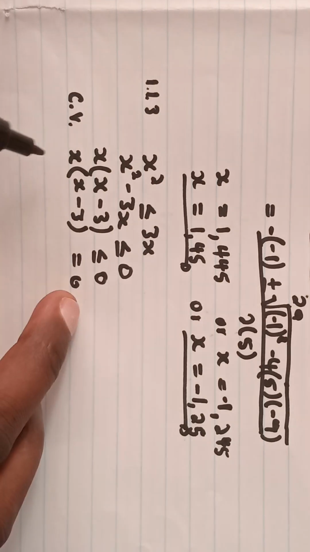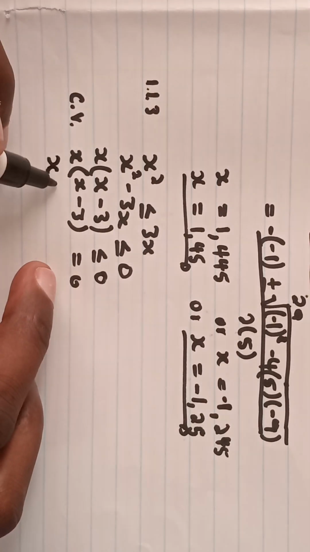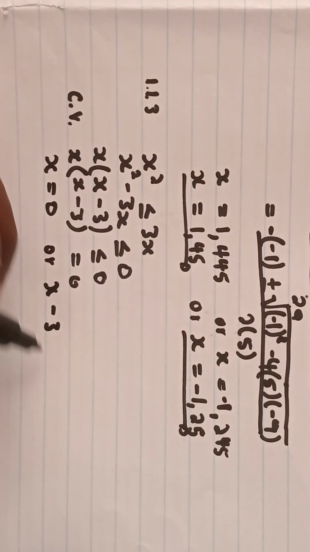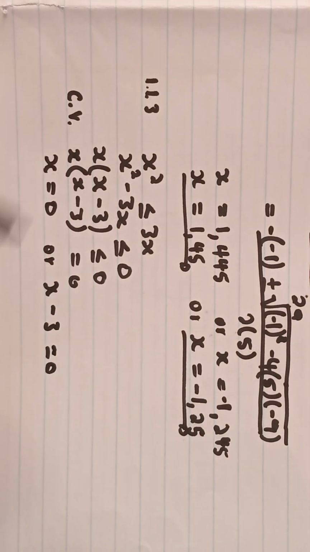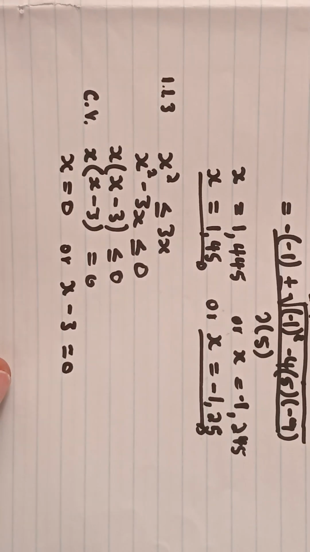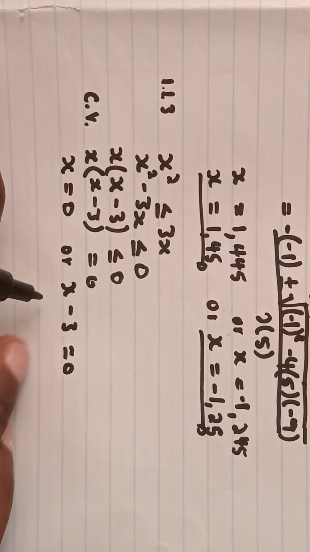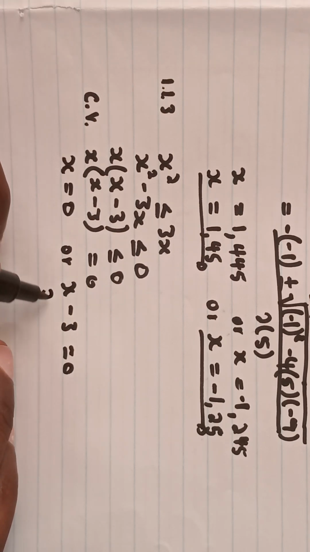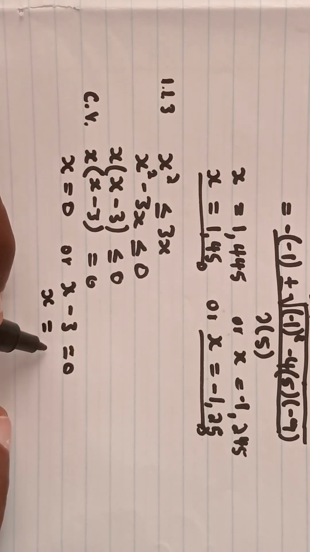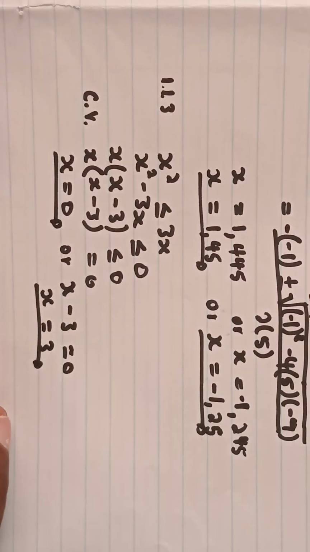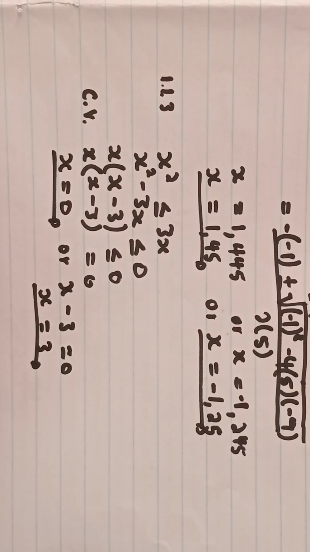So x here, we can say that x is equals to 0, or x minus 3 is equals to 0, as we did in the previous questions. So x here is equals to 0, or x minus 3 is equals to 0. So let's leave x on the one side. x is equals to 3 here. Then we got our theoretical values.